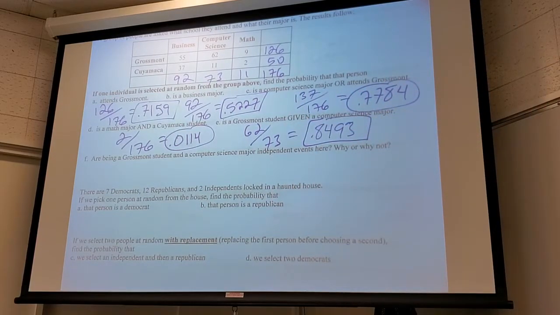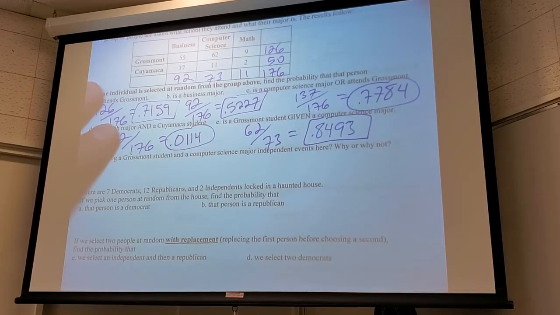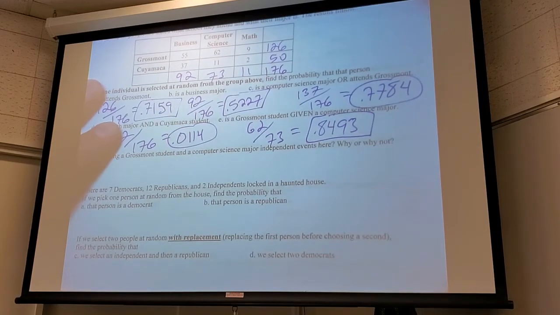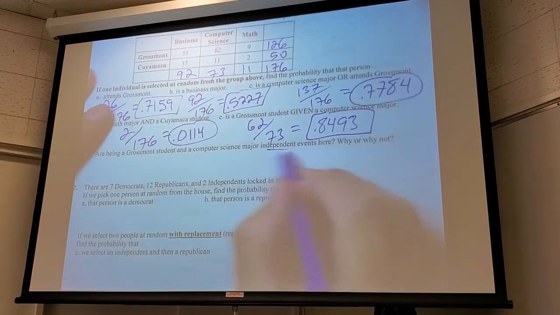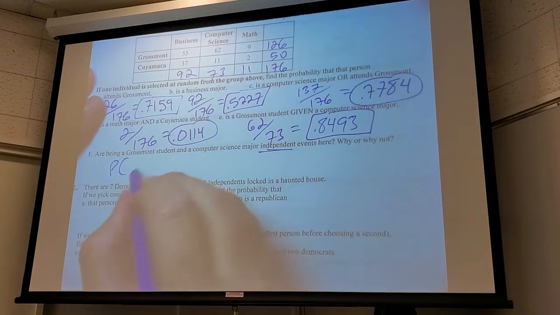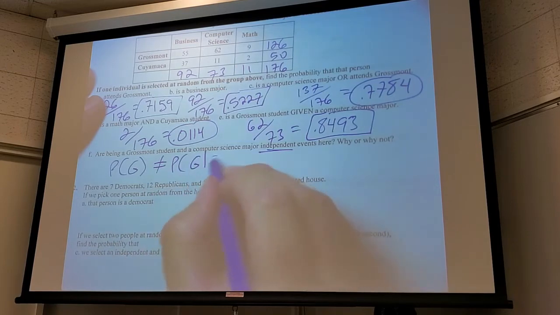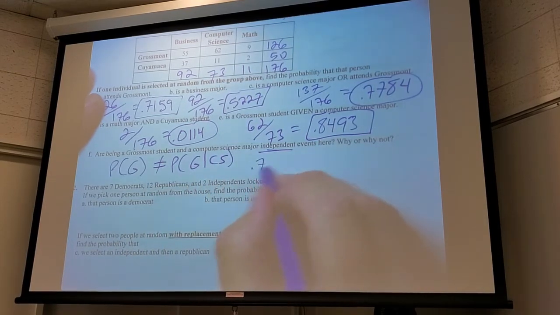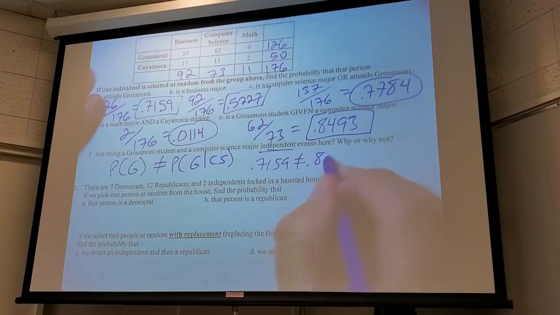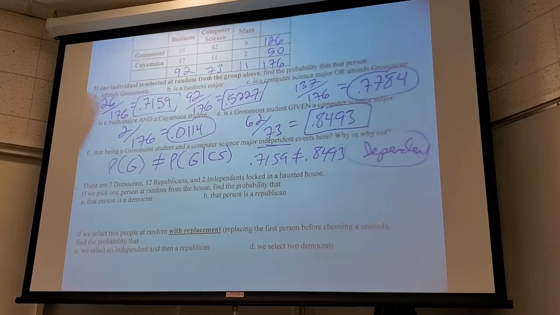So how do you officially answer this question? You officially answer this question with very few words. The minute you're writing a lot of words, you are wrong. Trust me. So how do I know that these are independent or dependent? Because the probability of Grossmont students does not equal the probability of Grossmont given computer science. 0.7159 does not equal 0.8493, so they are dependent. That is the only way to answer a question about independence.